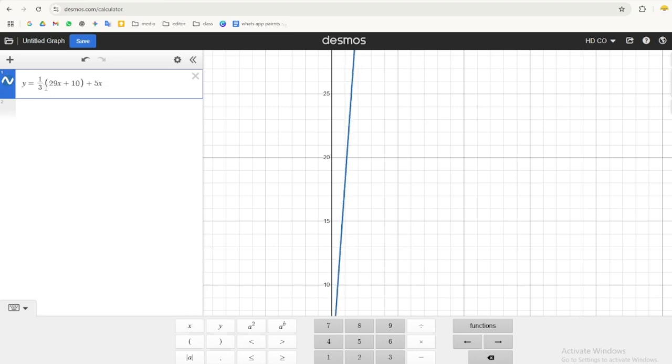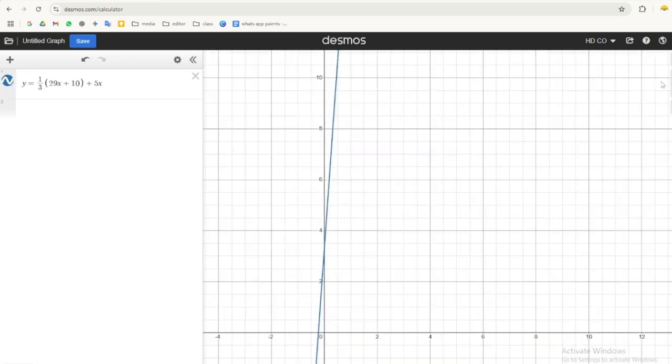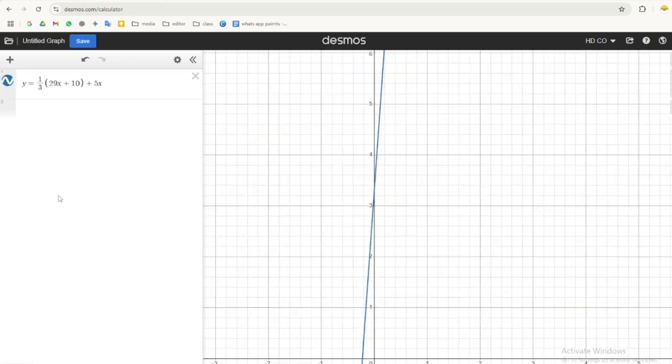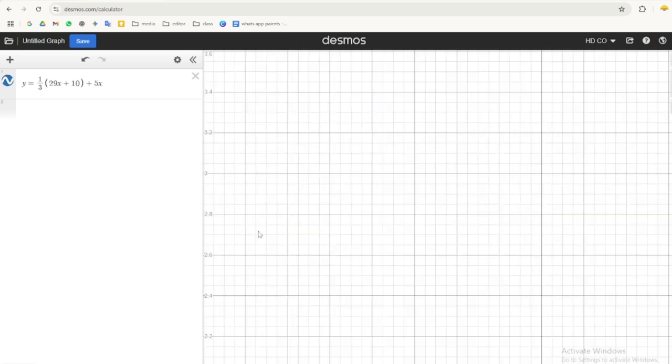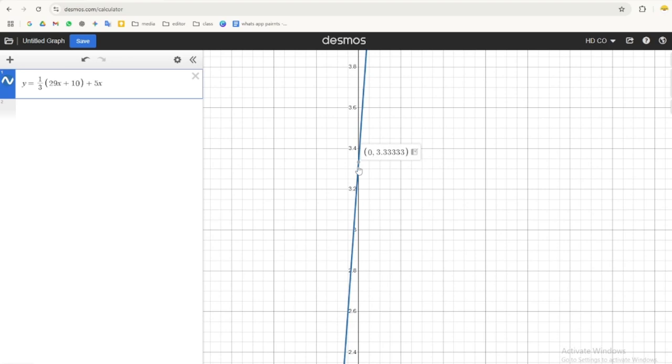Of course we know that this is a first degree function, so it will be a straight line. We are sure of this. You can zoom in from here. When you zoom, we can see the intersection point with the y-axis, which is the c in the equation of a straight line, y equals mx plus c.